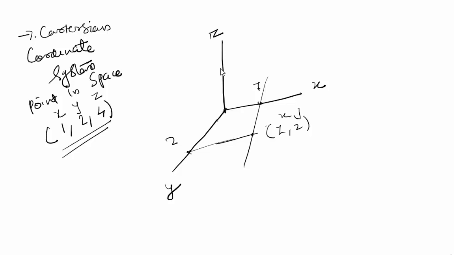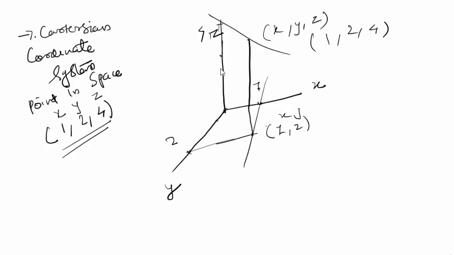And again my z is something like 4. So if I draw that z height above, and this will intersect, then I can say that this is my x, y and z, and this is my point in space, that is 1, 2 and 4. This is how I am representing any point.